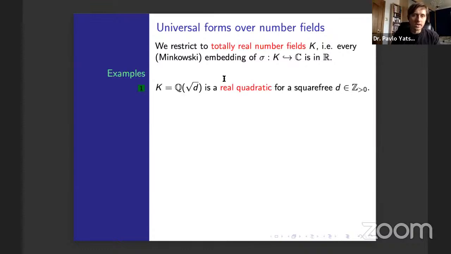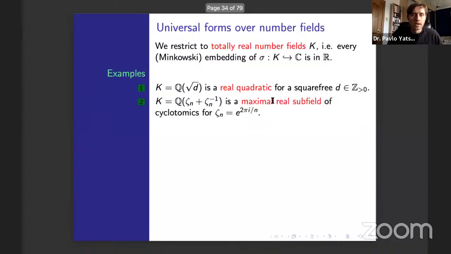And so the really simple examples, and probably the first example one always considers, are the real quadratic fields. So real quadratics, as we saw in the previous two talks, is just when we adjoin to Q the square root of d, where d is a positive square-free number. So that's a really good case. And another case is the maximal real subfield of cyclotomic fields. So here, zeta_n is just the nth root of unity, and we adjoin to Q the nth root of unity plus its inverse. So that's the maximal real subfield.